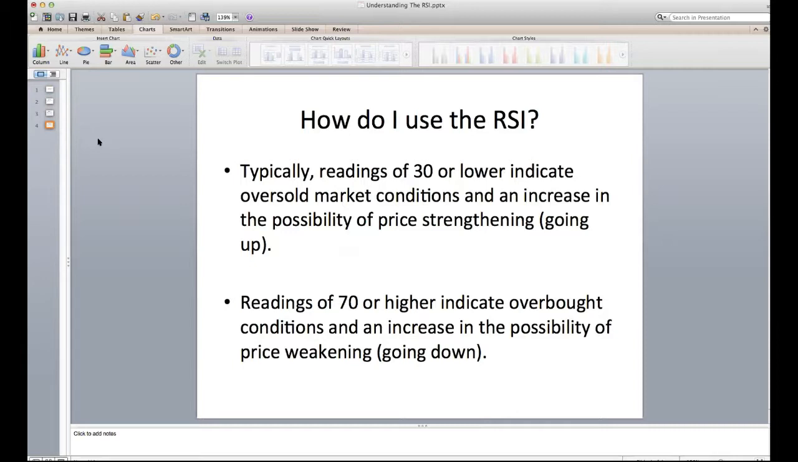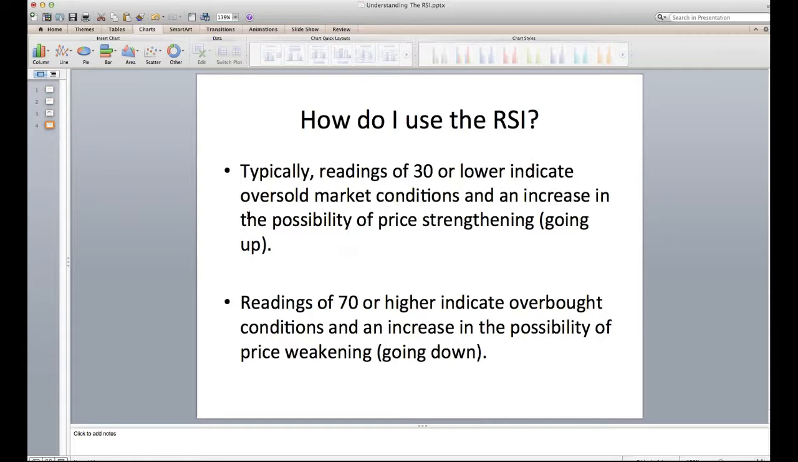How do I use the RSI? This is my favorite part, guys, because we're about to go into a part of the training where we're going to talk about it, but I'm going to show you how to apply it. So let's read this here. Typically, readings of 30 or lower indicate oversold, an increase in the possibility of the price strengthening, basically going up. Readings of 70 or higher indicate overbought conditions and an increase in the possibility of price weakening, going down.